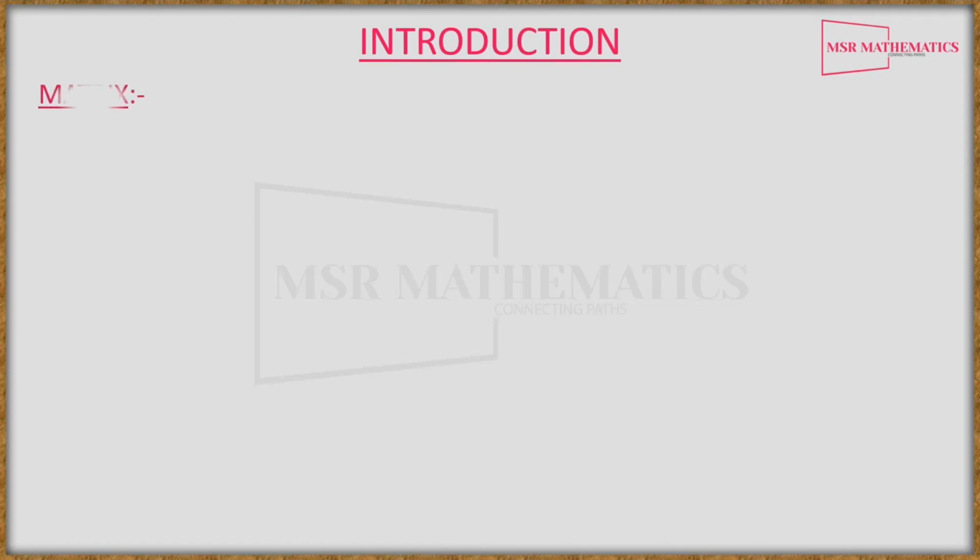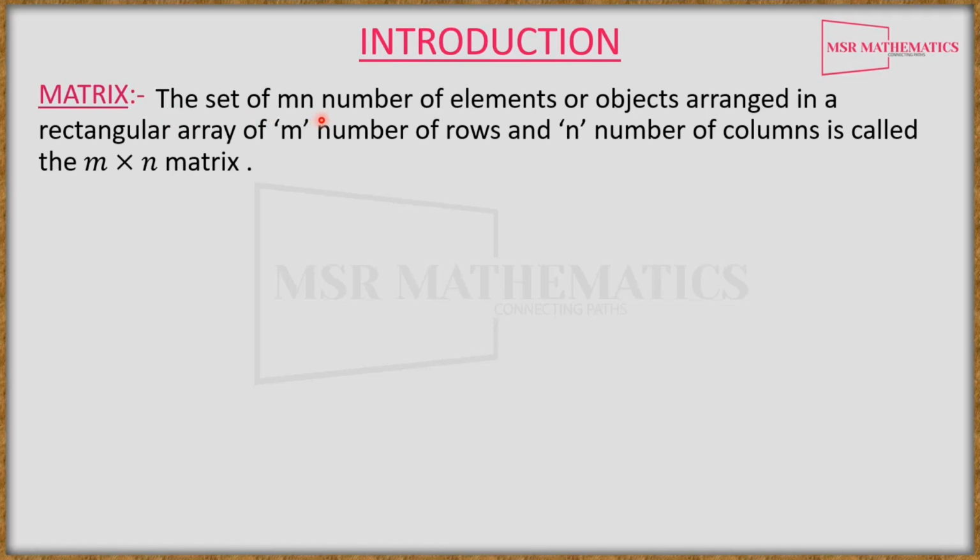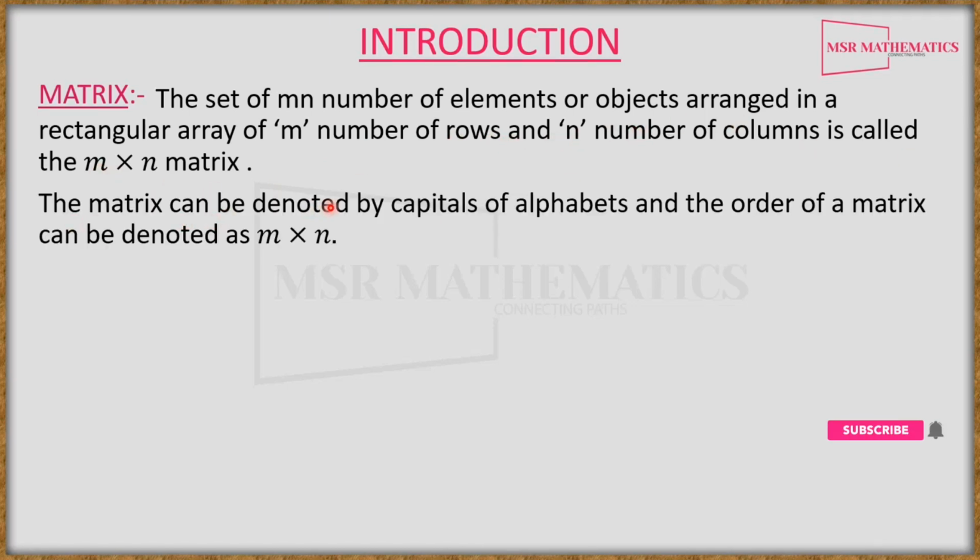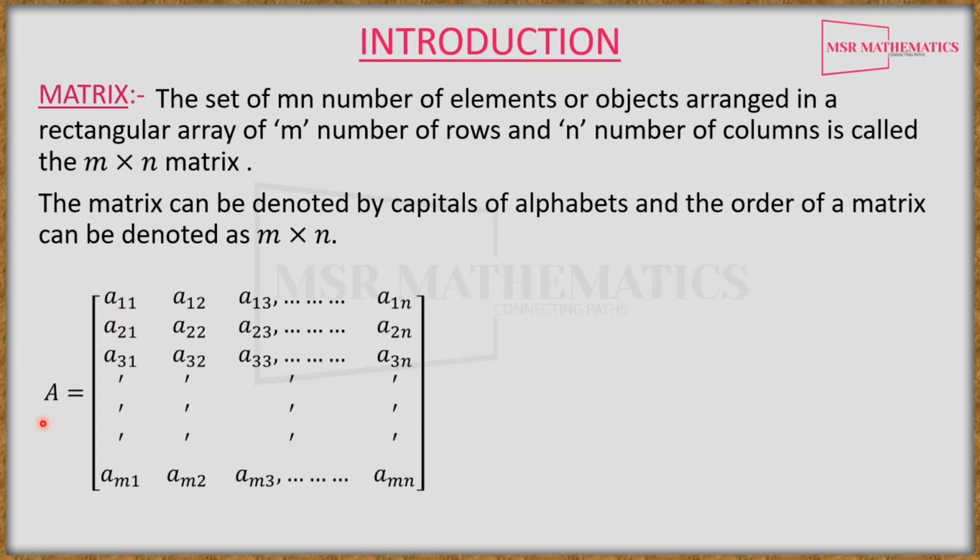First topic is matrix. The set of mn number of elements or objects arranged in a rectangular array of m number of rows and n number of columns is called the m cross n matrix. The matrix can be denoted by capitals of alphabets and the order of a matrix can be denoted as m cross n. Let us show here. A is a capital of an alphabet which denotes the matrix, and the rectangular arrangement of this is called m number of rows and the rectangular arrangement of this is called n number of columns.